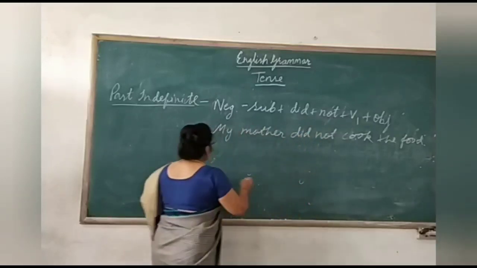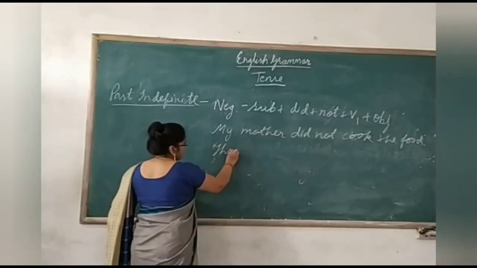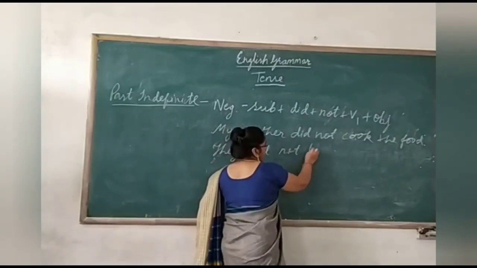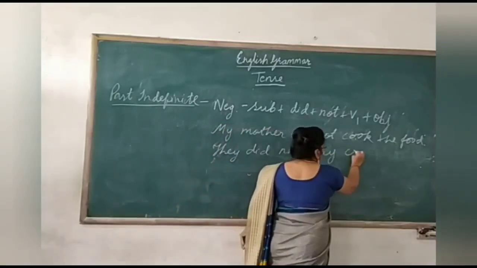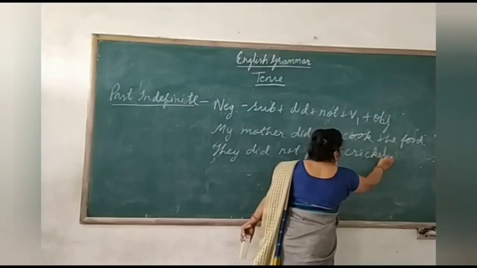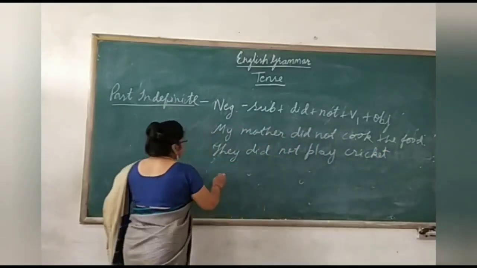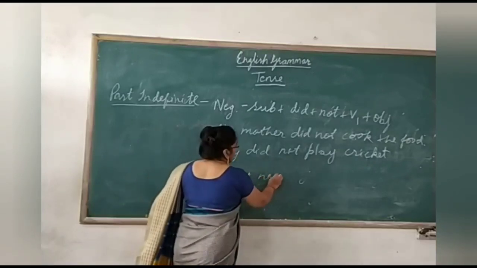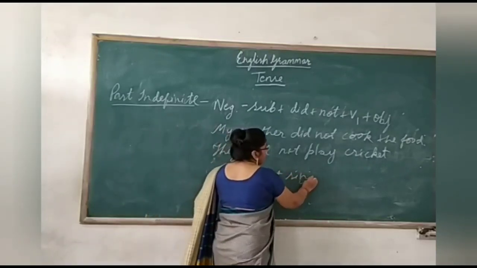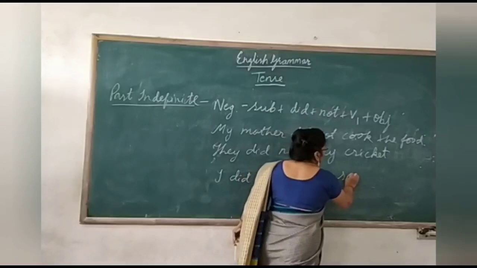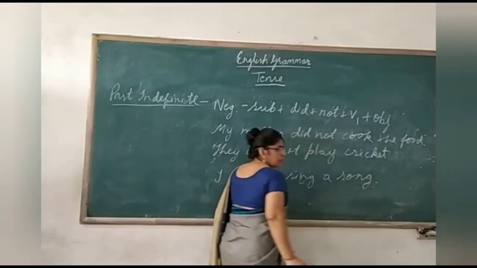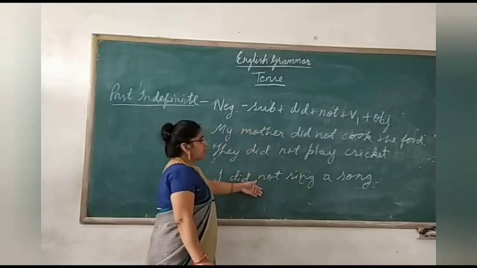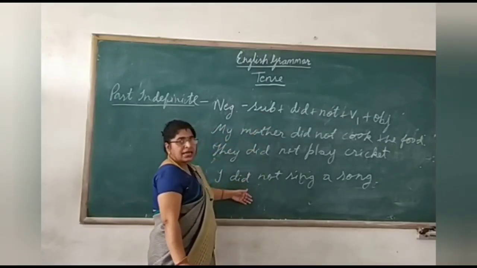Clear? Next example. They did not play cricket. Clear? Third sentence is I did not sing a song. With the help of the structure, we have constructed these three sentences.